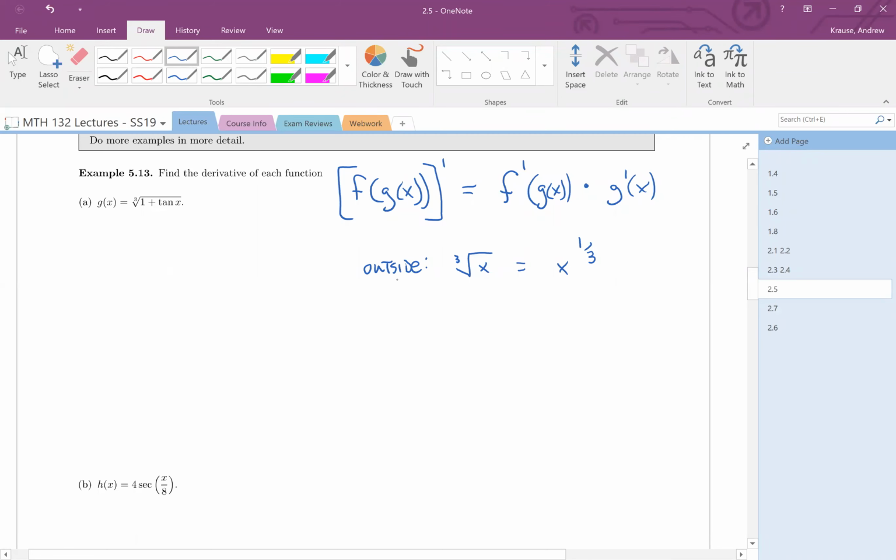So when I keep saying outside function, I'm talking about that f function on the outside. The inside function for this thing is that 1 plus tangent of x. And if we're going to take the derivative of that, we get 0 plus secant squared of x.